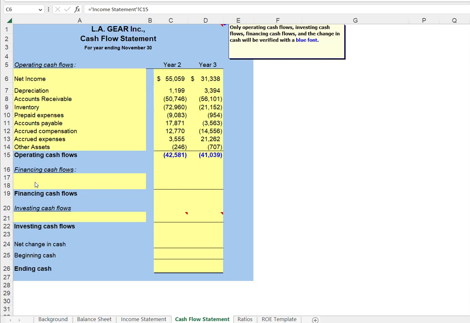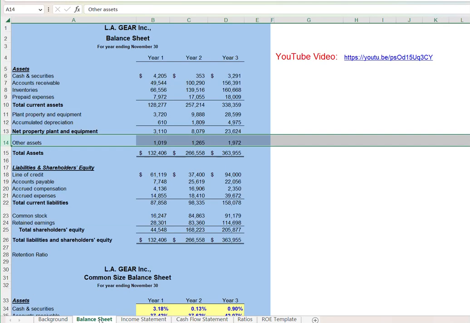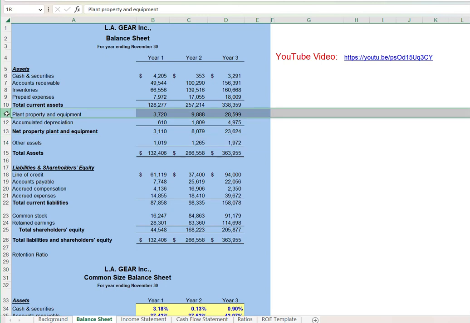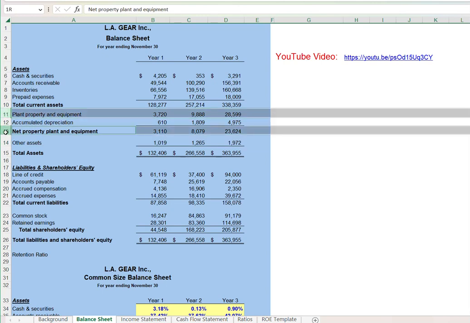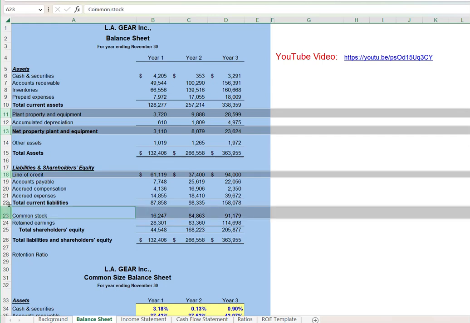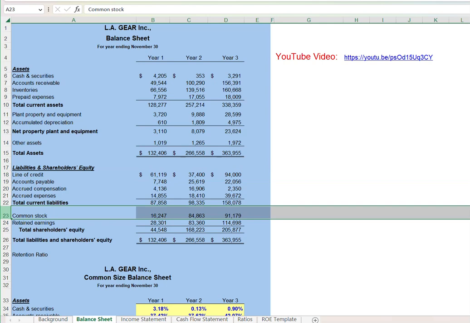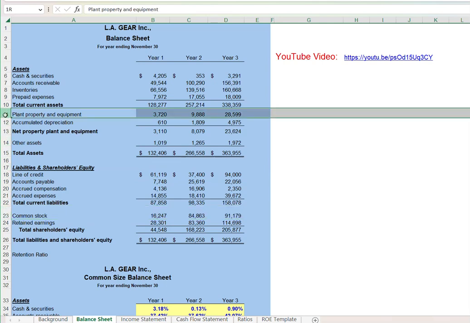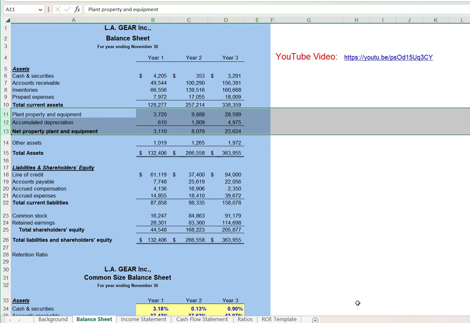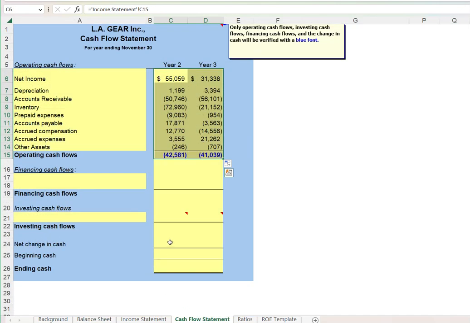You're on your own for calculating your financing cash flows as well as your investing cash flows. The only accounts that we have not yet considered on our balance sheet are our net plant, property, equipment, and our line of credit, as well as our common stock. The line of credit and the common stock are financing, and the purchase of plant, property, equipment are an investing cash flow. Be sure at the bottom of your cash flow statement that if you take the change in cash, add to it the beginning cash, that does indeed tie to the ending cash on your balance sheet.